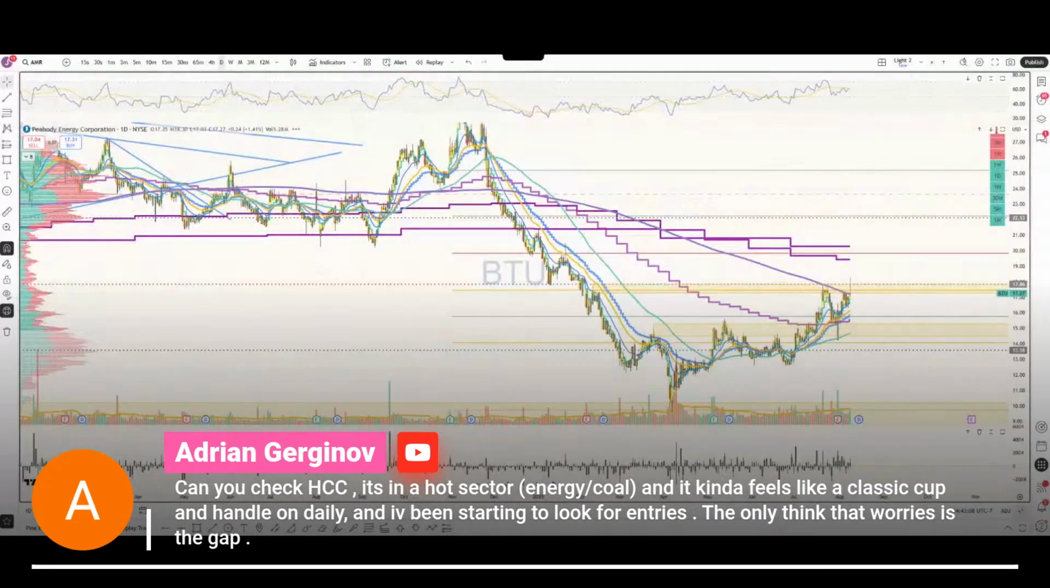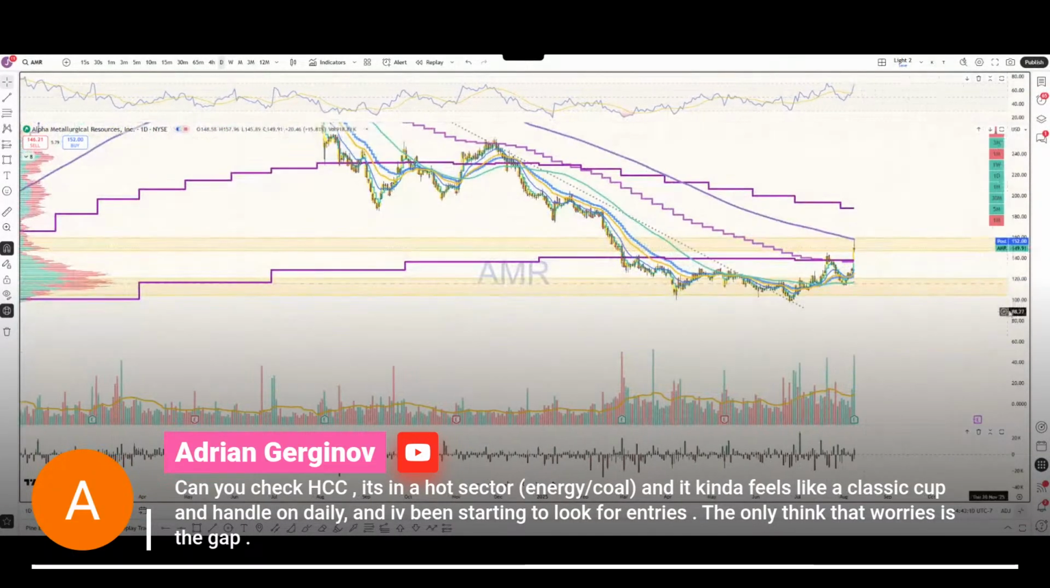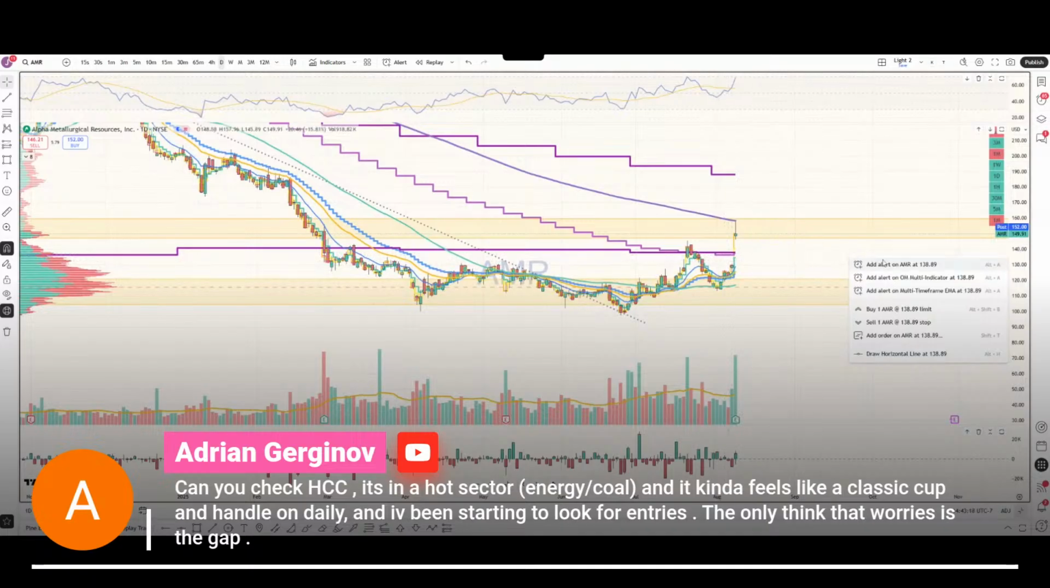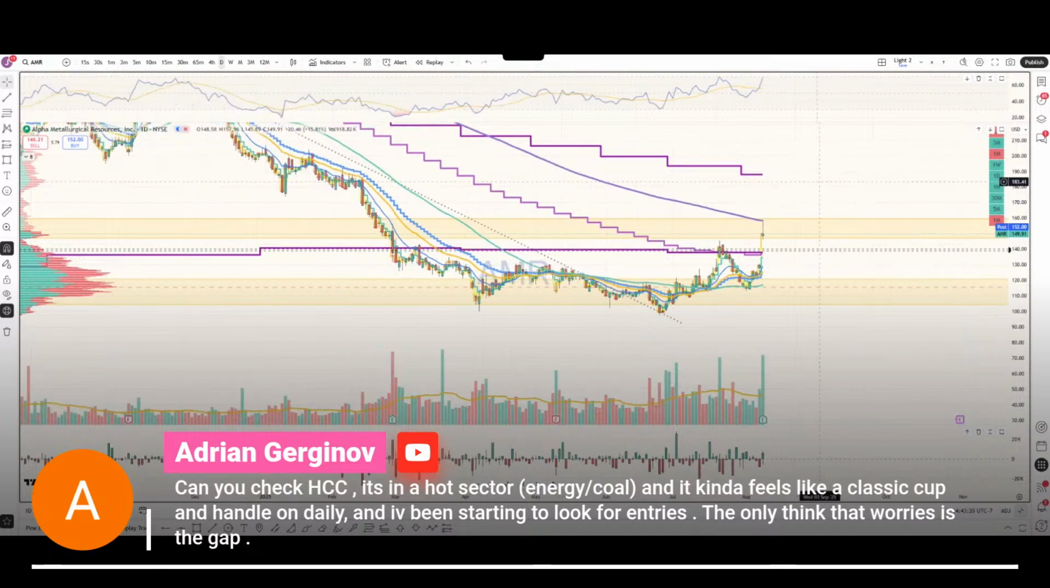One more for you, AMR. Wow, look at that. That's clean. All right, so I think we long the back test of this volume shelf if we get it around 139-ish. 139 to 140-ish. I'd buy 140. So yeah, keep an eye on those for sure.